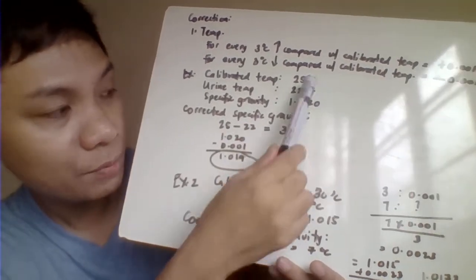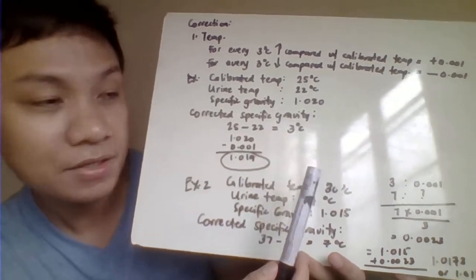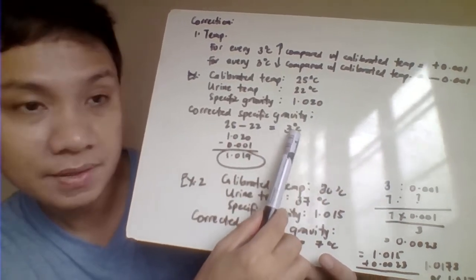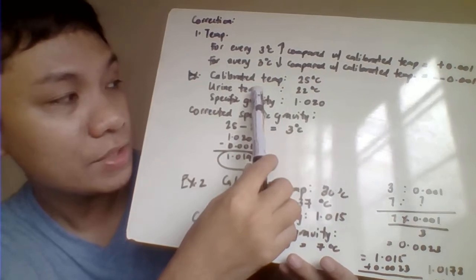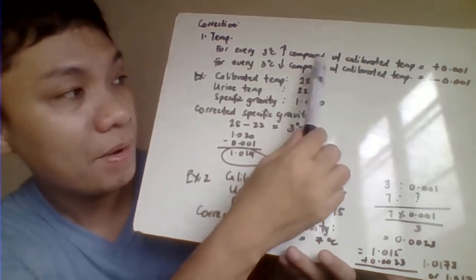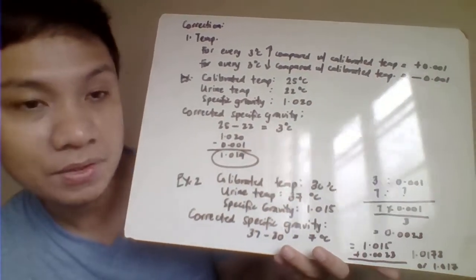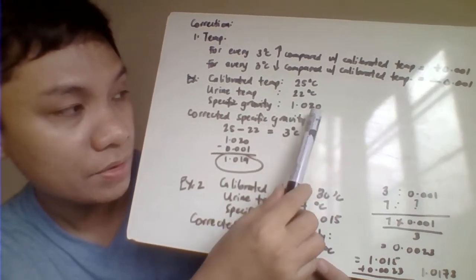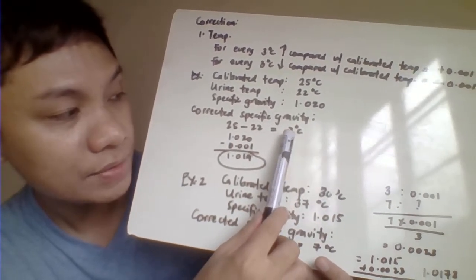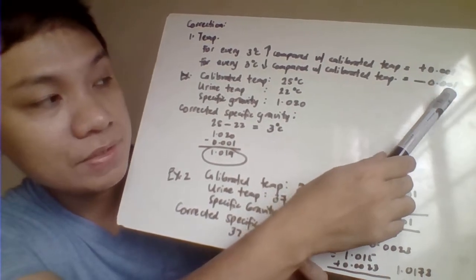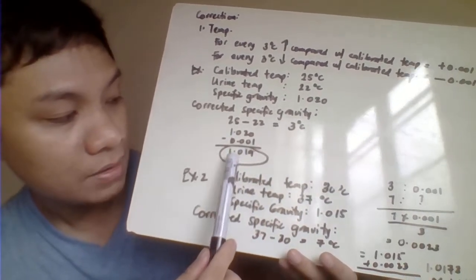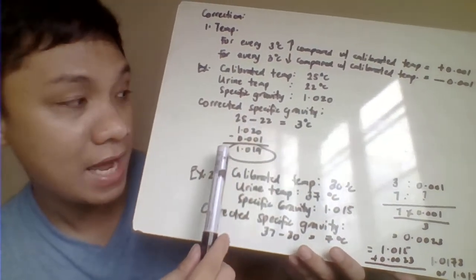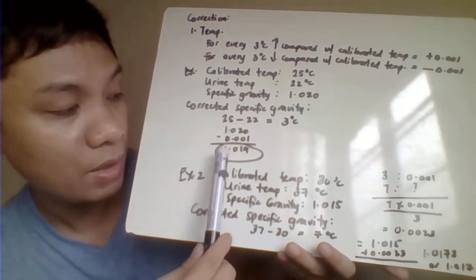So we have here the computation for that. 25 degrees here minus 22, that's 3 degrees Celsius. Since ang temperature ng urine ay mababa, anong rule natin? Pag mababa, ima-minus tayo ng 0.001. So since nakuha mo na specific gravity reading is 1.020, 3 degrees Celsius is equivalent to your 0.001, ima-minus natin. So ang actual na specific gravity natin or corrected na specific gravity would be 1.019.